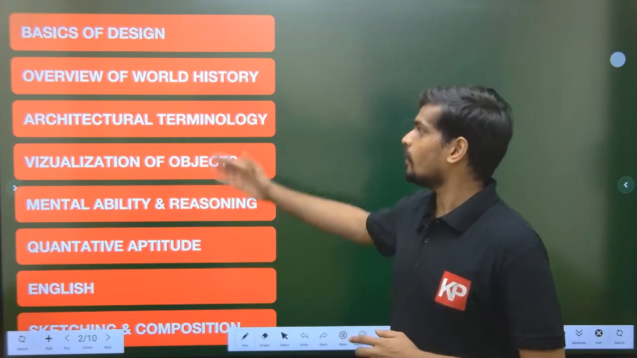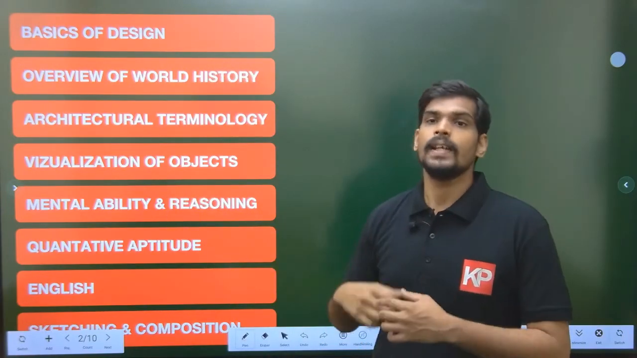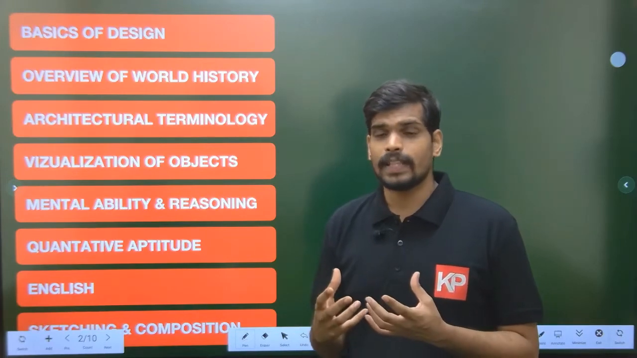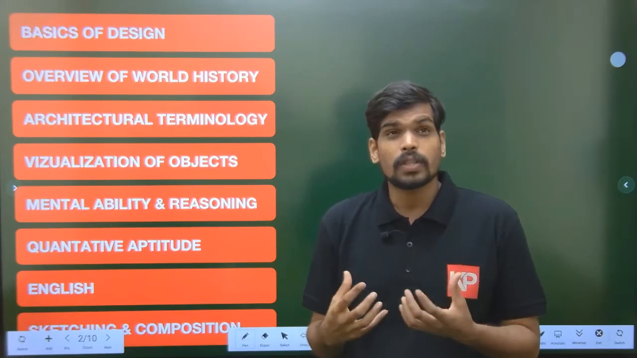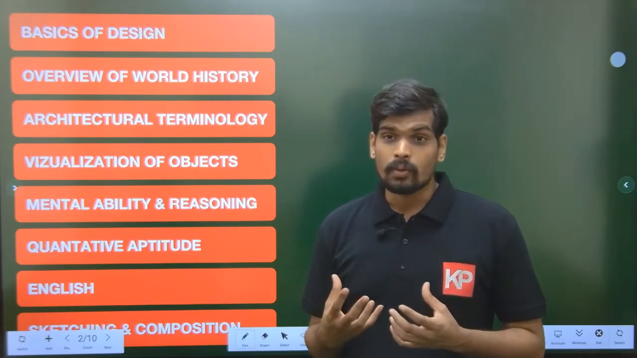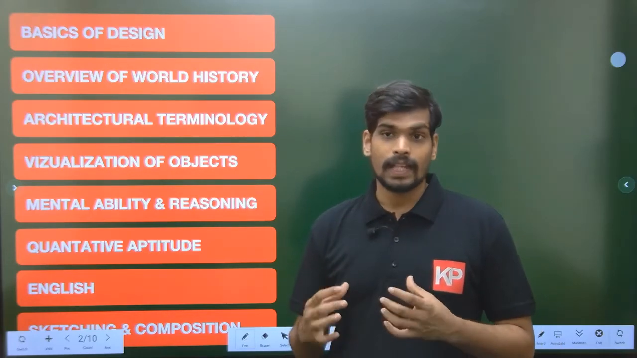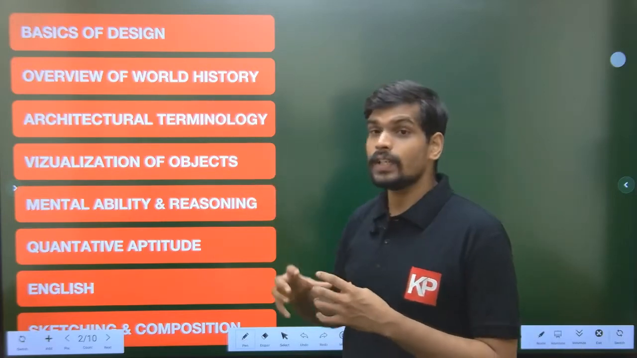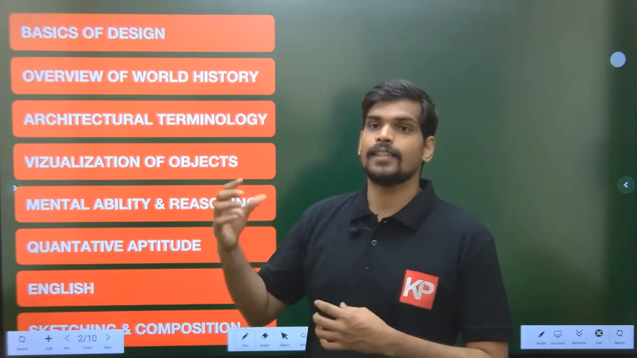As you can see over here, module number 1 is basics of design, where we cover the basic aspects of designing which are crucial for anyone in creative fields like architecture or design. We learn about color, we learn about elements of design, we learn about principles of design, and we learn about important logos and icons in this particular module.